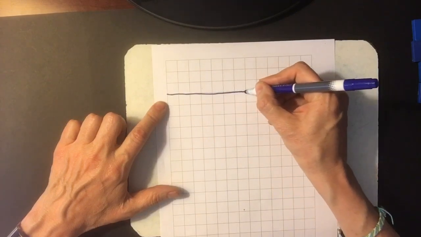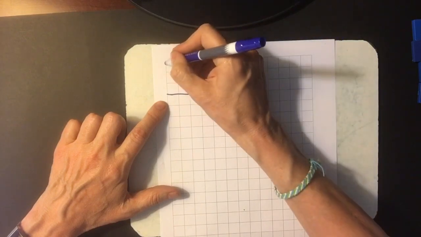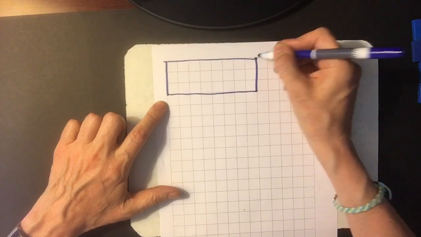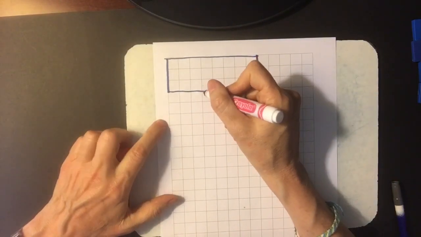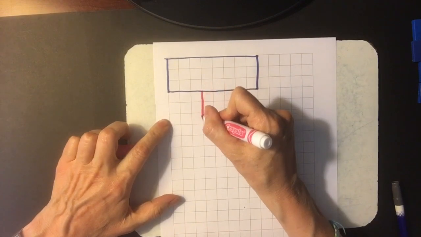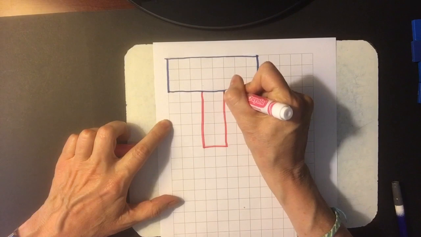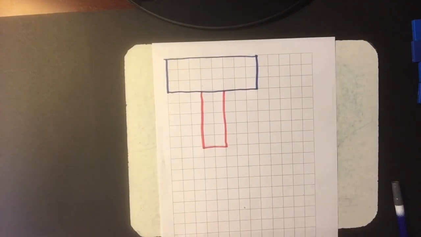So let's say, I'm not even counting right now. Let's say I'm just making a rectangle that looks like this. Okay, and then let's see, what should I do to my rectangle next? I think I'm going to turn it into a T, a capital T. Okay, now once I've done this object, it's my job to count the perimeter.